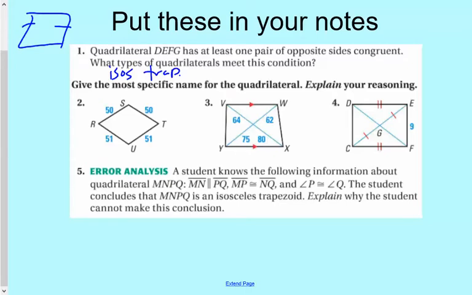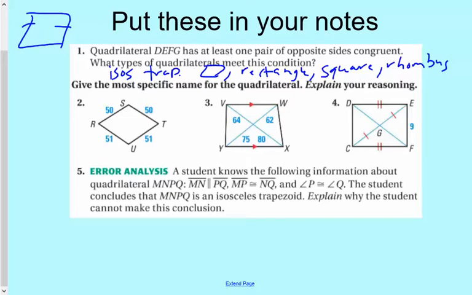And then, let's see, any parallelogram, rectangle, square, rhombus. All of those have at least one pair of opposite sides congruent. The only thing that wouldn't meet that would be like a kite or a regular trapezoid.